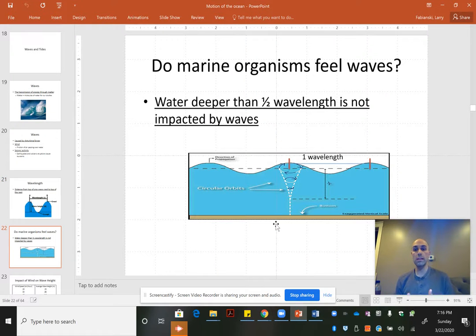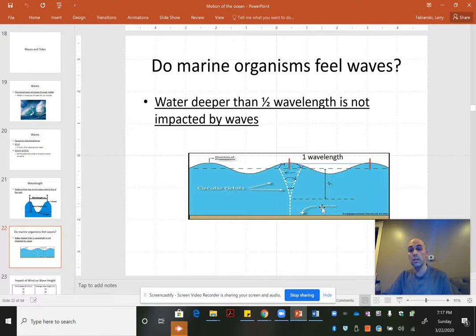Now, the question becomes, since we are talking about oceanography, do marine organisms feel the effects of waves? And the answer is, it's all about perspective. So, water deeper than half of a wavelength is not impacted by waves, which means, if we're looking at this example right here, from the peak or the crest of this wave to the peak or crest of the next wave, that is considered one wavelength. So if you take this distance and cut it in half and then swing it down, anything that's deeper than this does not feel the waves.